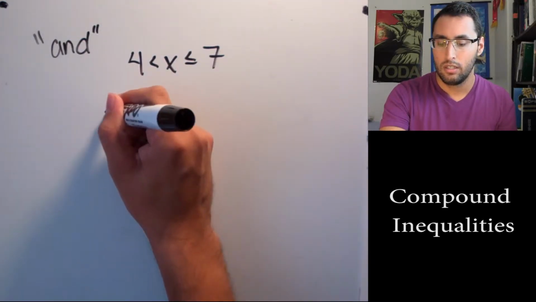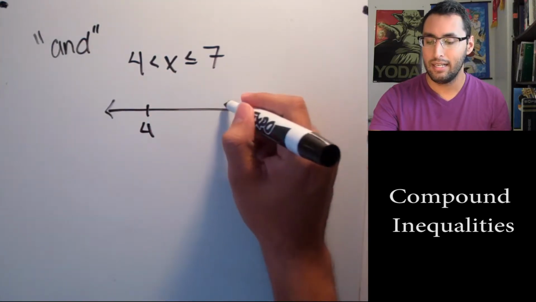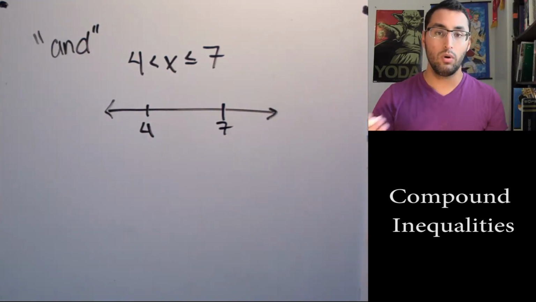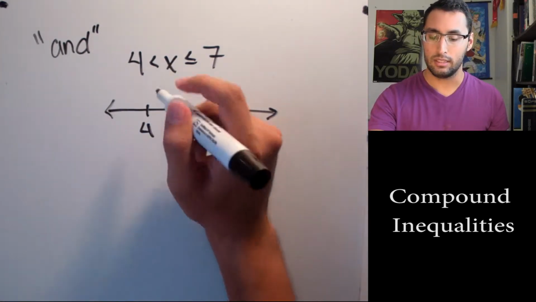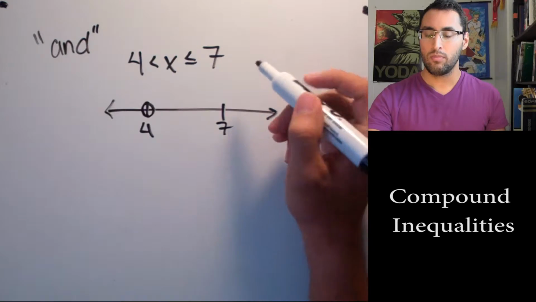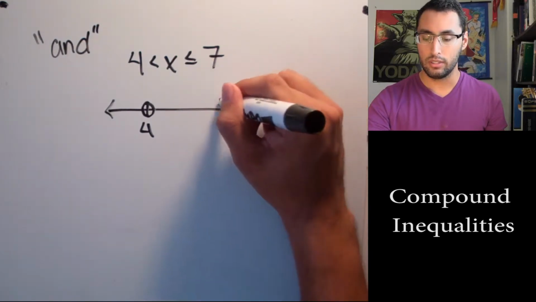So I'm going to draw a number line. We're going to put 4 over here and 7. For this, at 4, am I including it? No, because it's just less than. So I'll put an open circle. For 7, we have this less than or equal to. That tells me we are including it.